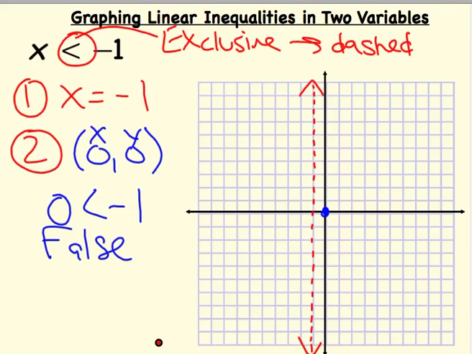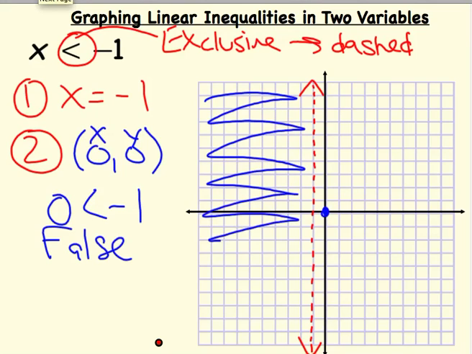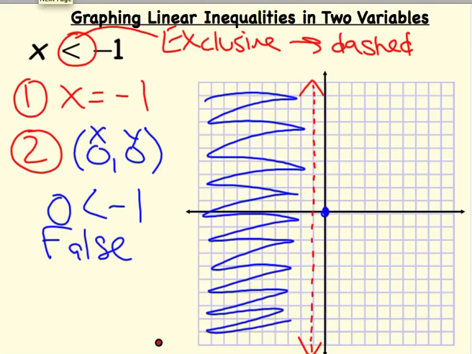So the point that I picked to be my test point was wrong, so I need to shade on the other side of that point. So you just want to think of it, you have a 50-50 chance. If it's correct, you shade on the side that you picked. If it's false, you shade on the opposite side.